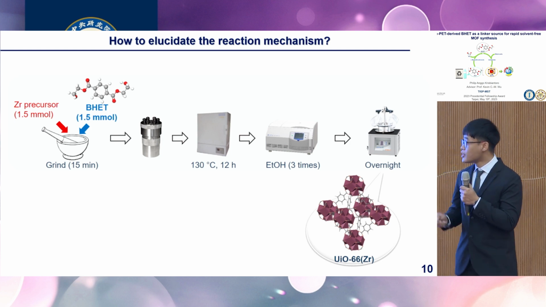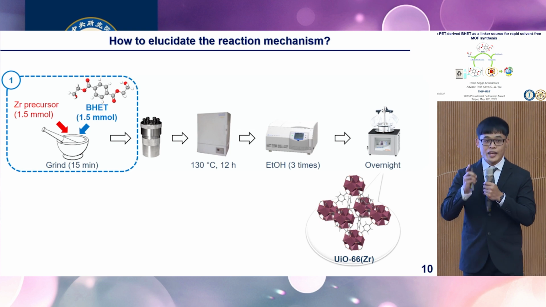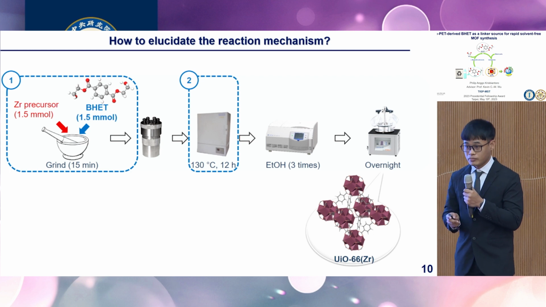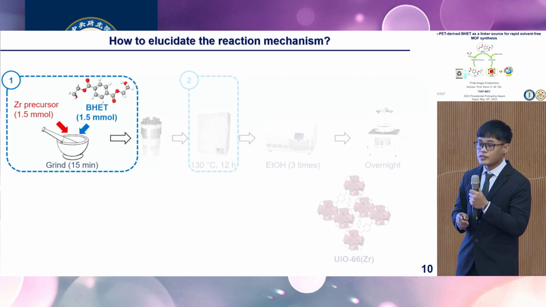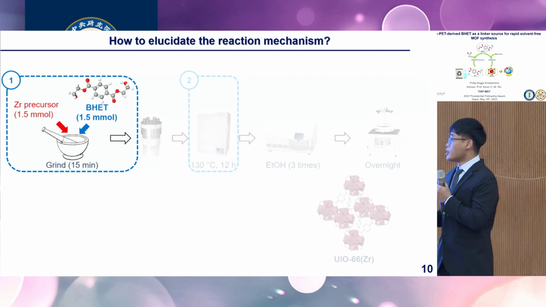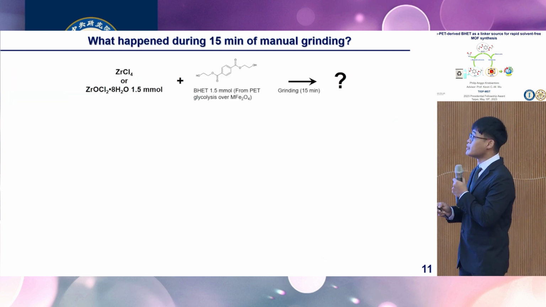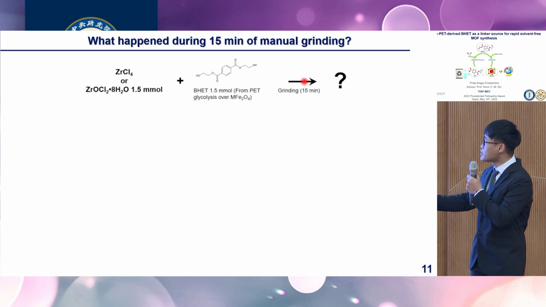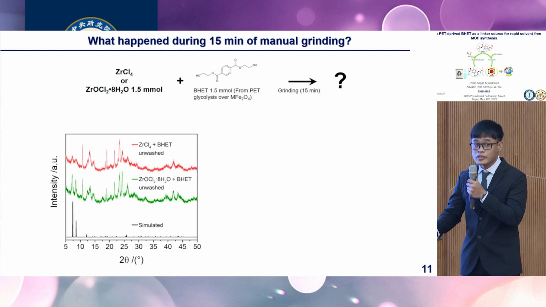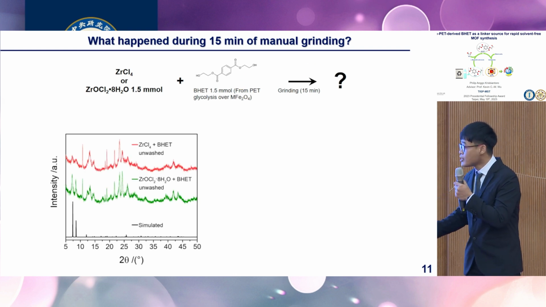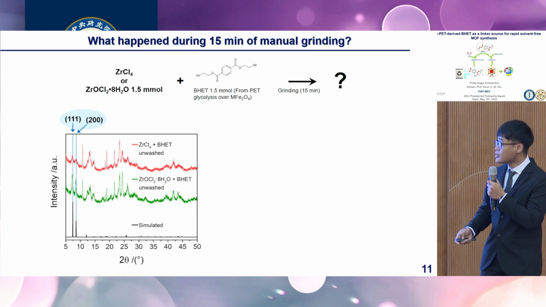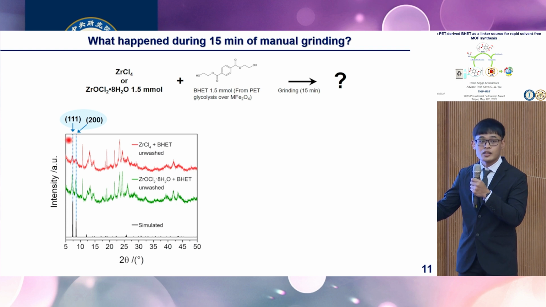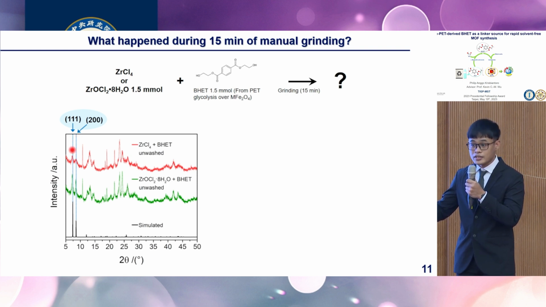To answer these questions, we need to first understand what happened during the grinding, and then next, what happened during the baking. First, let's try to understand what happened during the grinding. So to understand this, I ground zirconium precursor and PHCT for 15 minutes and then characterized the results simply by using XRD. And as we can see here, after 15 minutes of manual grinding, we can observe 111 and 200 planes which actually belong to the cluster of UiO66.